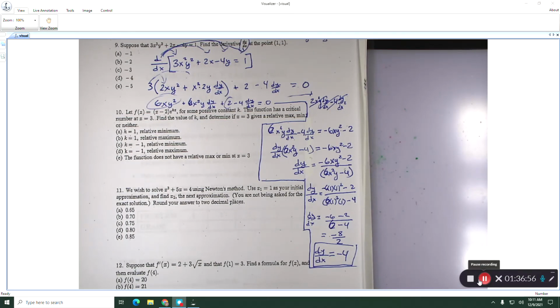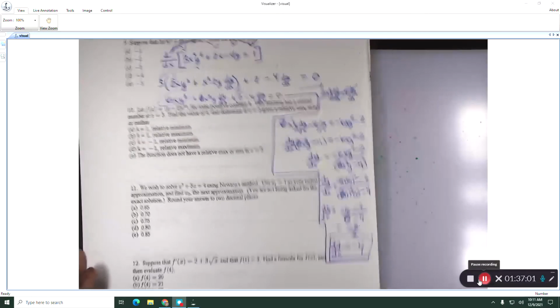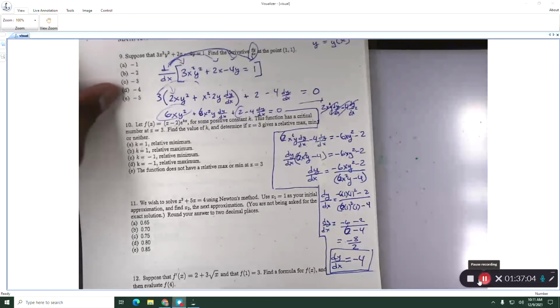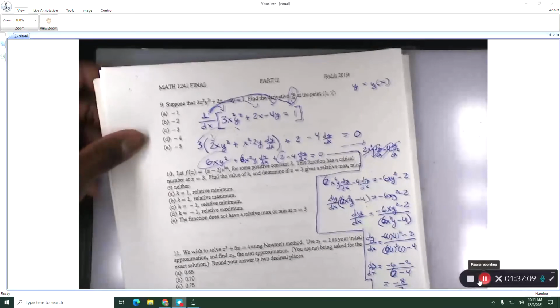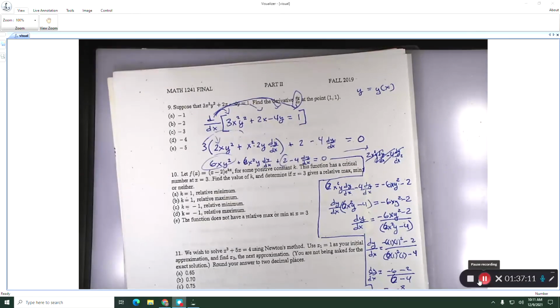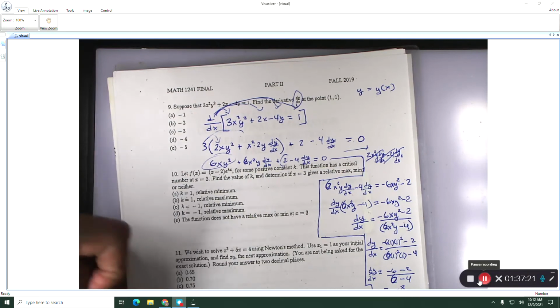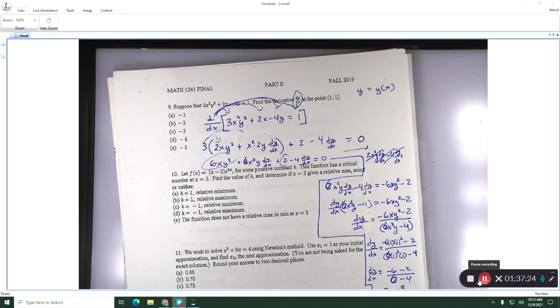What I'm going to do is go through number 10. Let me go to number 10. I'm just not going to take long to explain it. Number 10 says f of x is equal to x minus 2 times e to the kx, for some positive constant k. This function has a critical number at x equals 3. Find the value of k and determine if x equals 3 gives a relative max, min, or neither.